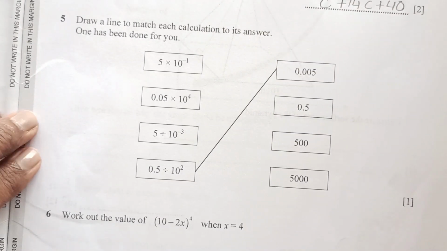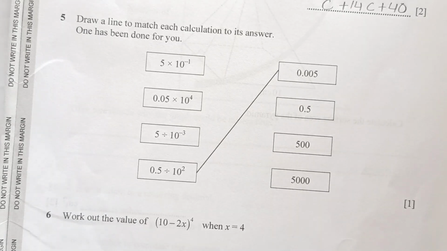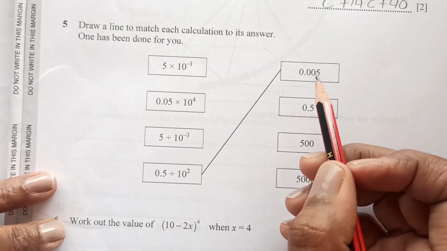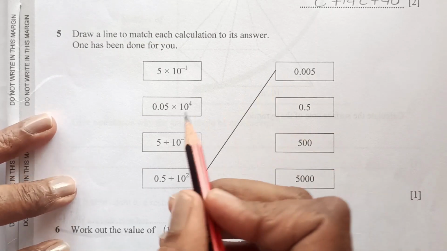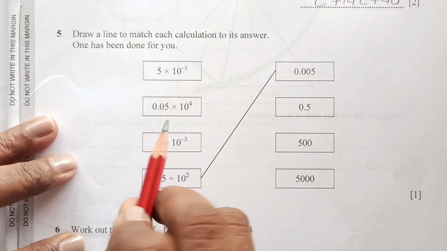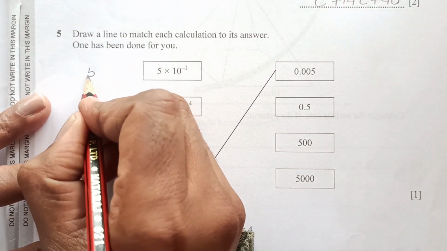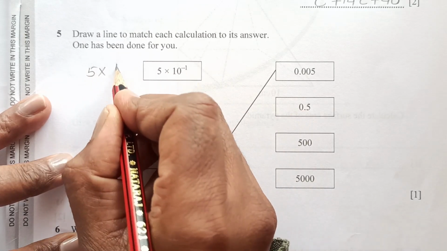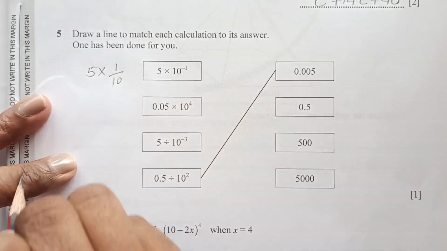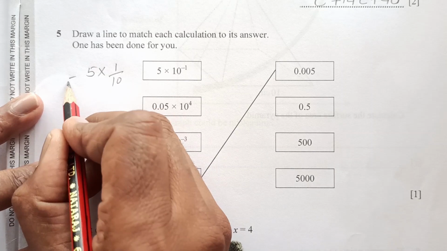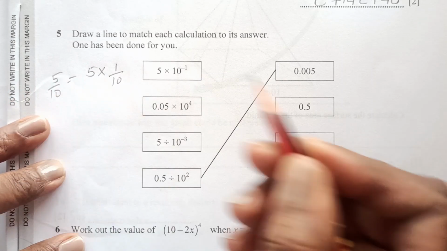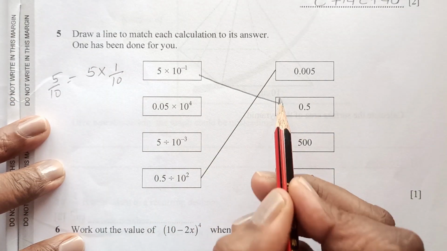All right. Now, number 5, draw a line to match each calculation with its answer. So 5 times 10 power negative 1. 10 power negative 1 is 1 over 10. So that is 5 over 10. 5 over 10 is going to be 0.5. So we are going to match it here.